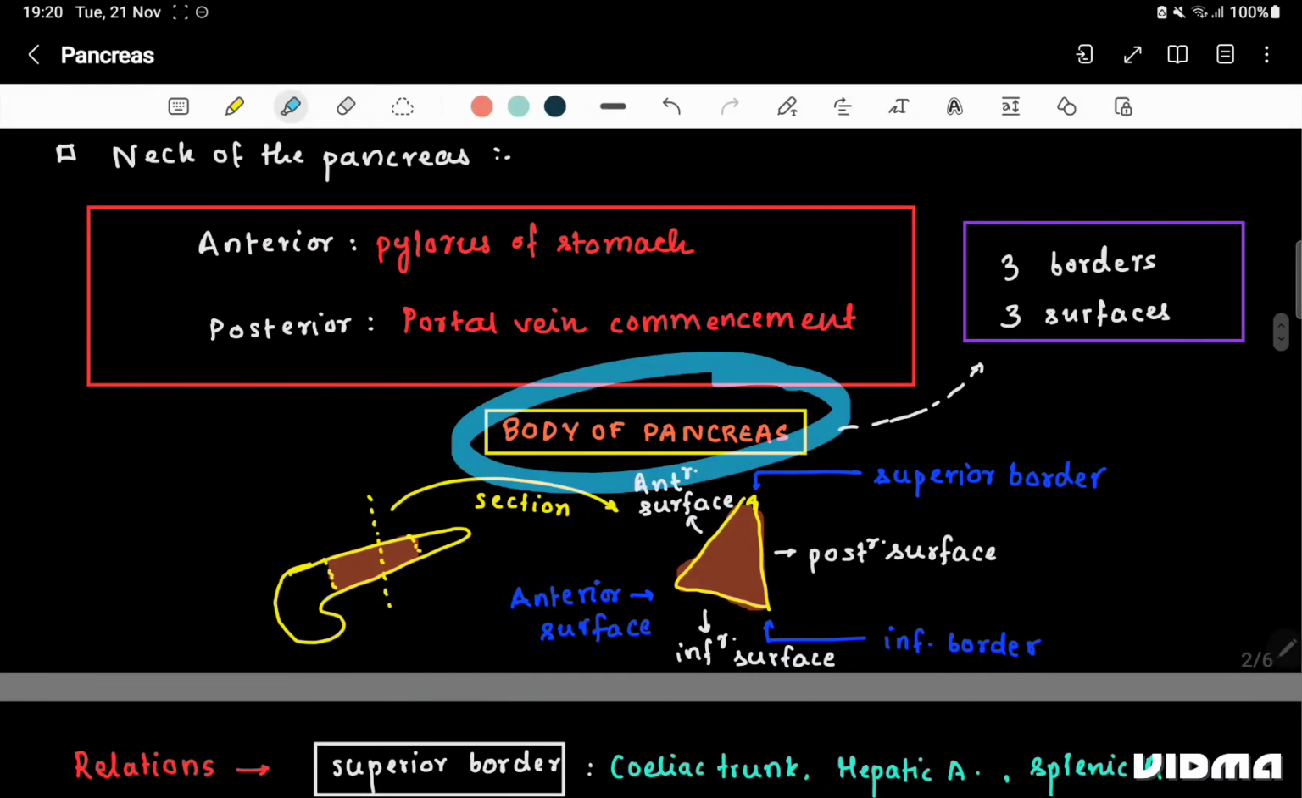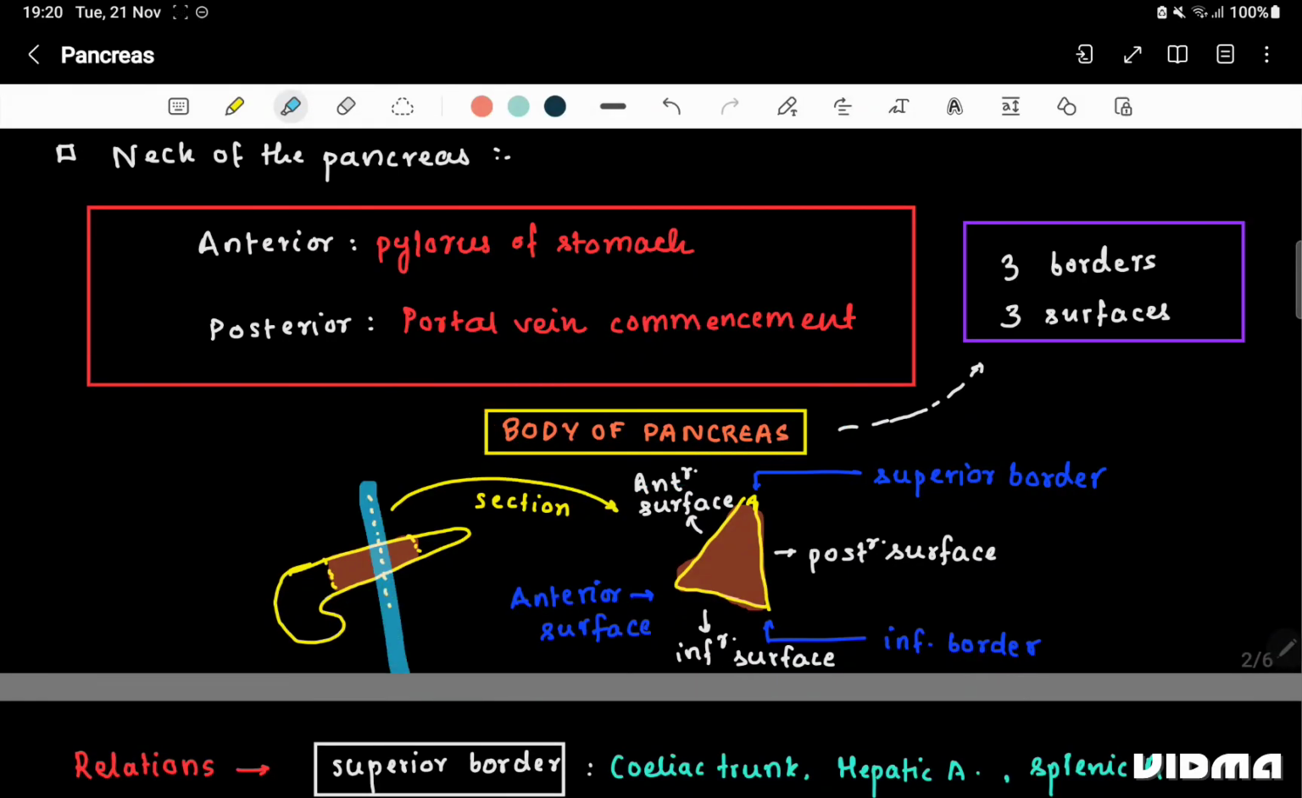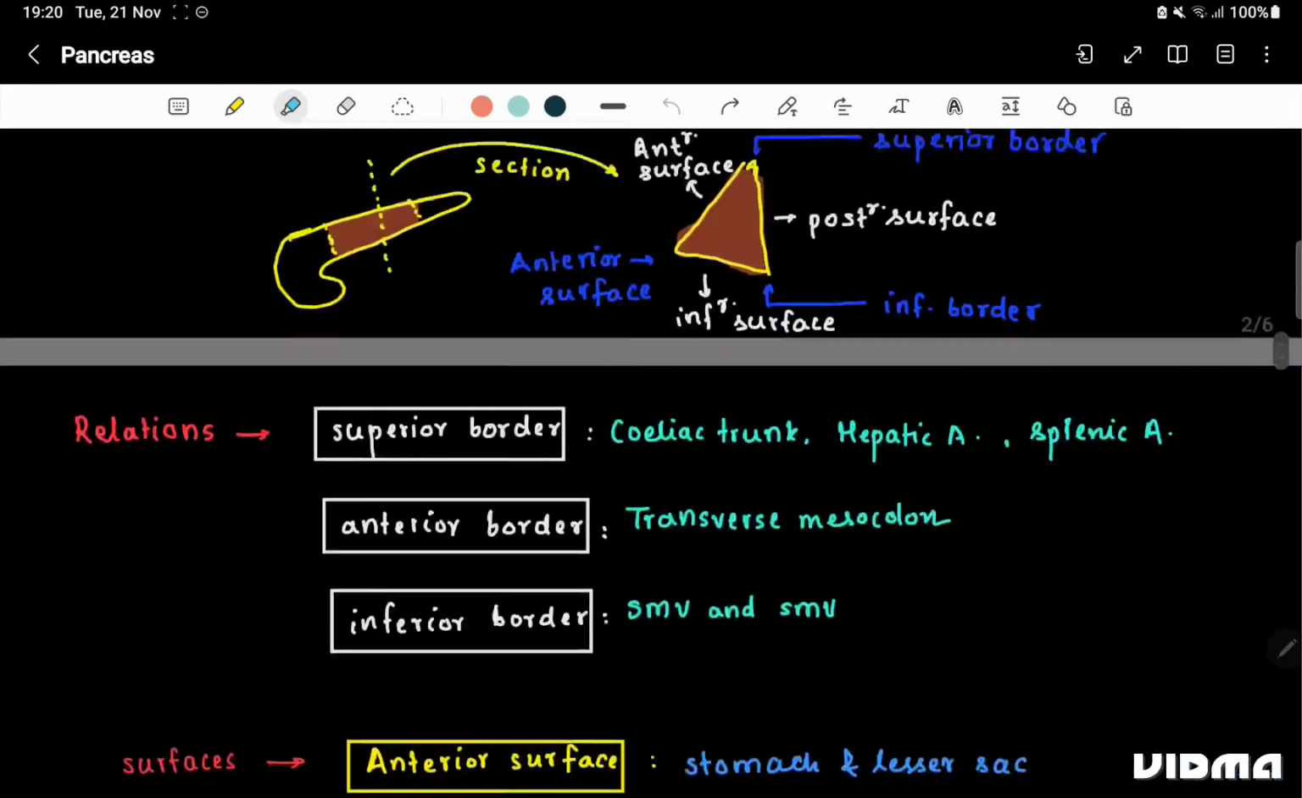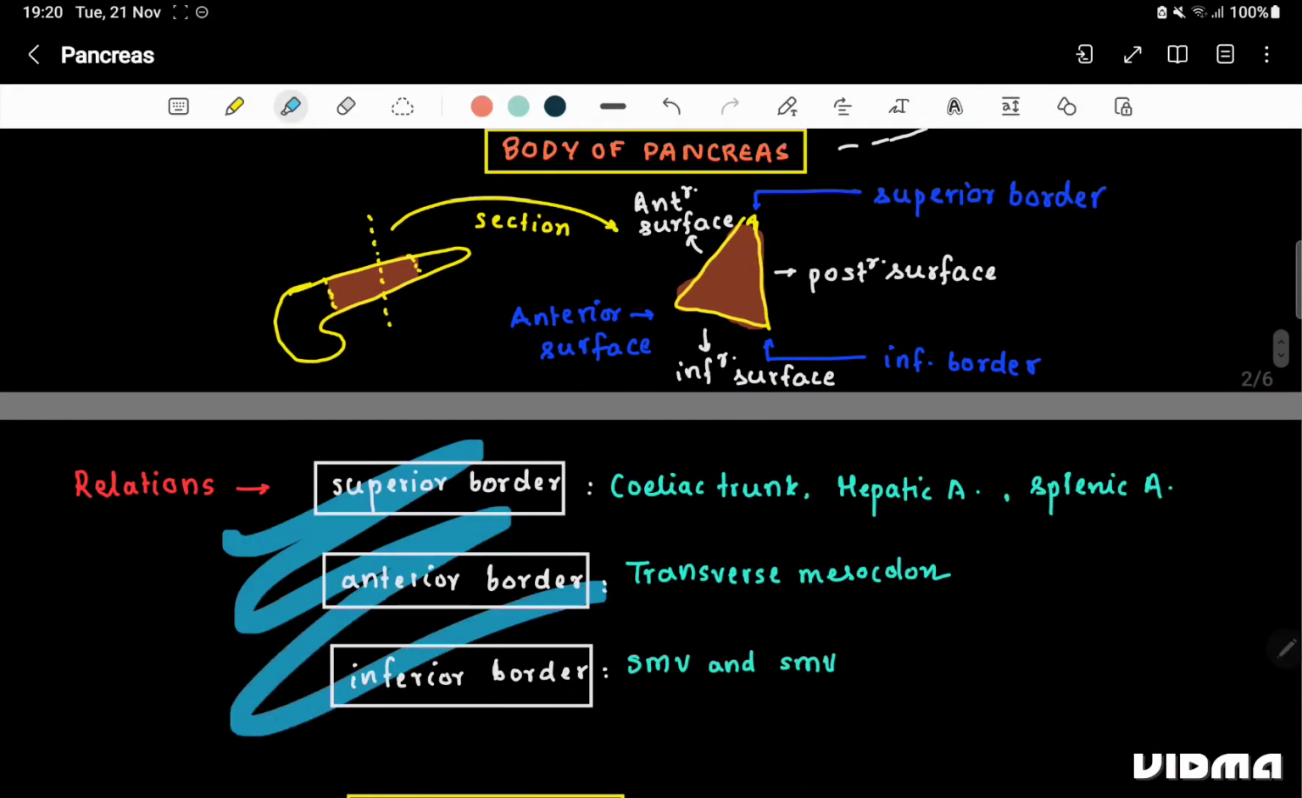Talking about the body of the pancreas, if you take a section of the body, it will appear like a triangular structure. There are three borders and three surfaces. This is the anterior surface, this is the posterior surface, and this is the inferior surface. Then the superior border, anterior border, and inferior border. What are the relations of the borders?